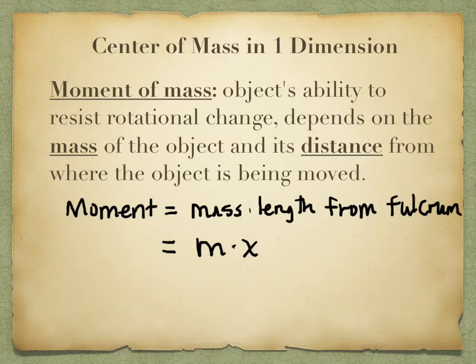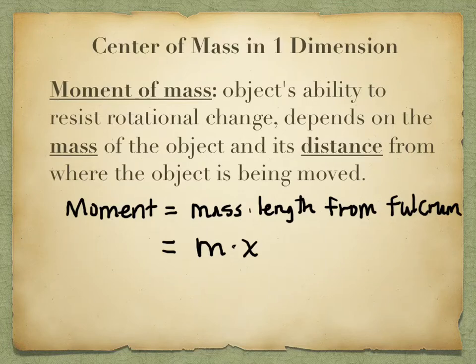So the moment of mass is the object's ability to resist rotational change. It depends on both how heavy, or the mass, of the object, and its distance from where the object is being moved. And that distance is from a point we're going to call a fulcrum. So what you want to have in your mind is a teeter-totter. If you've been on a teeter-totter recently with a child, the issue, of course, is that if your weight and the weight of the person opposite you are not equal, then one person ends up stuck up in the air. And we can counteract that in a couple of different ways.